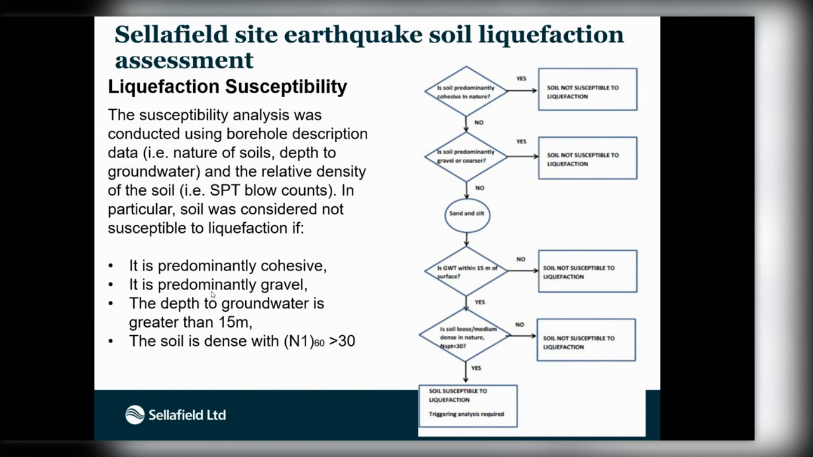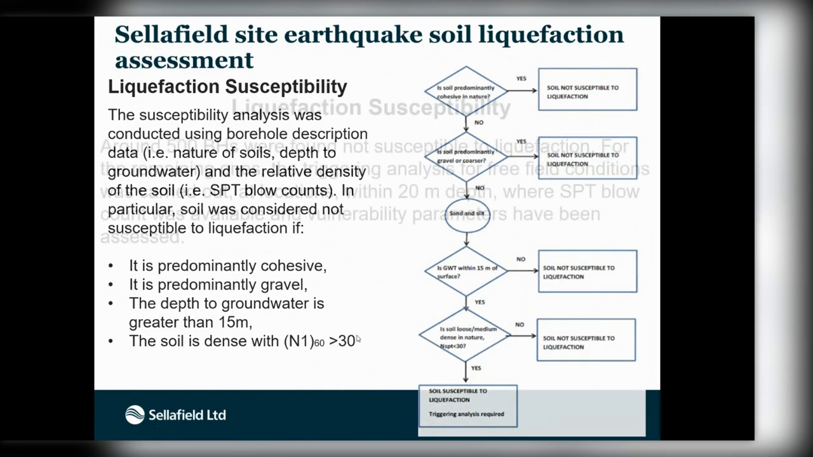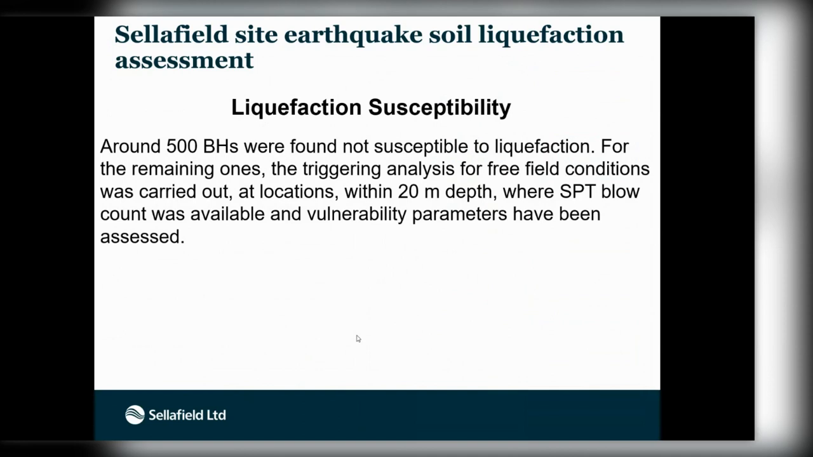So we considered a soil not susceptible to liquefaction if it was predominantly cohesive, if it was predominantly gravel, if the depth to groundwater was greater than 15 meters, and if the soil was dense, with the SPT blow count greater than 30. After the liquefaction susceptibility analysis, we found that around 500 boreholes were not susceptible to liquefaction. For the remaining ones, we carried out the triggering analysis using the SPT information included in the log.